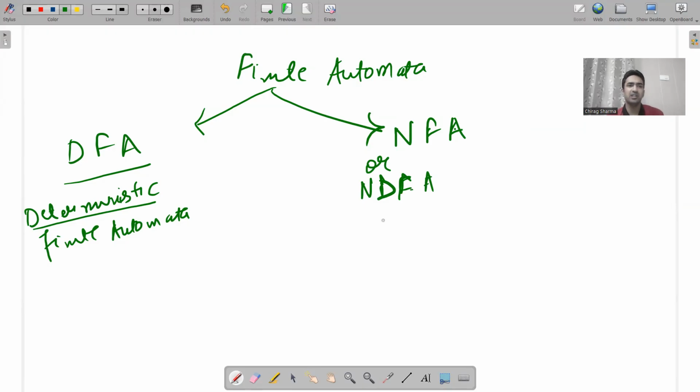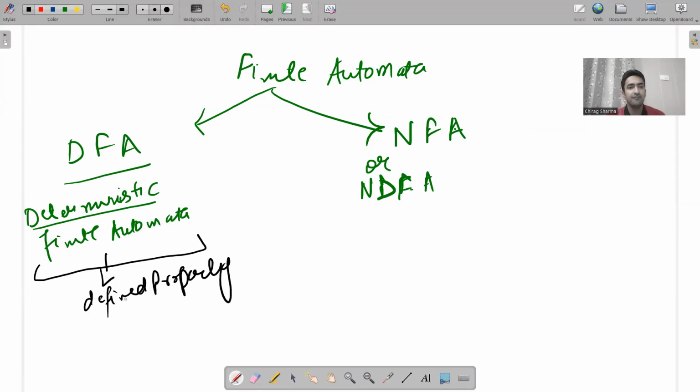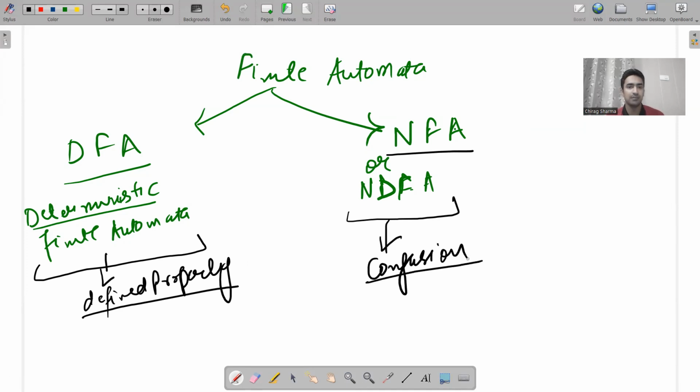Since you use the word deterministic, deterministic means everything is determined properly. It means everything is defined properly. Defined properly means that there is no confusion at all. If I'm giving one input to a particular state, it will go to a particular state. There will be no confusion. But when I'm talking about NFA, or non-deterministic finite automata, there is a chance of confusion which can happen.